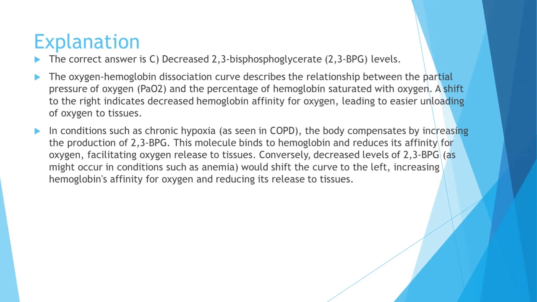to tissues. In conditions such as chronic hypoxia, as in COPD, the body compensates by increasing the production of 2,3-BPG, and this molecule binds to the hemoglobin and reduces its affinity for oxygen, facilitating the oxygen release to tissues. Conversely, decreased level of 2,3-BPG will shift the curve to the left, increasing hemoglobin's affinity for oxygen and reducing its release to the tissues.